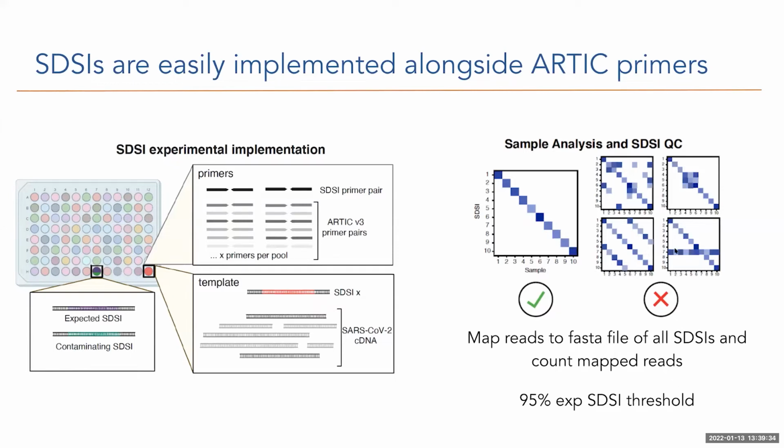We typically use a threshold of 95% of the expected spike-in in order to filter a sample. So anything where we see more than 5% of a contaminating spike-in, we remove that sample. But also beyond the per-sample level, this can be useful in these patterns, and I'll get into this later. These patterns actually tell us a lot about where these failures are happening and where issues are arising.